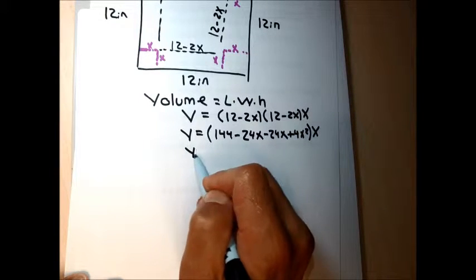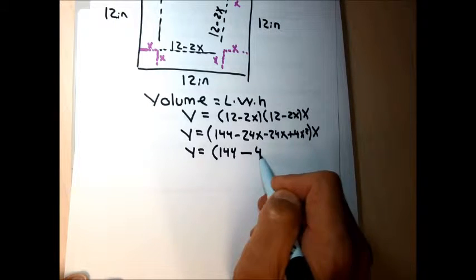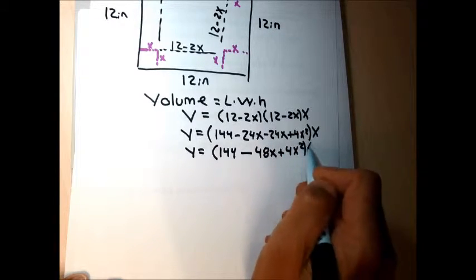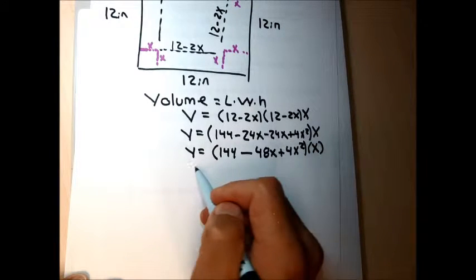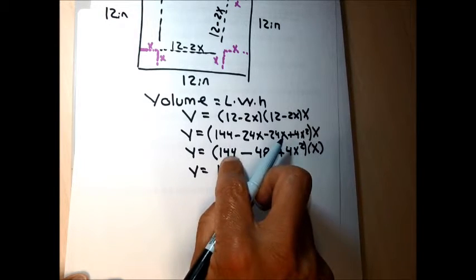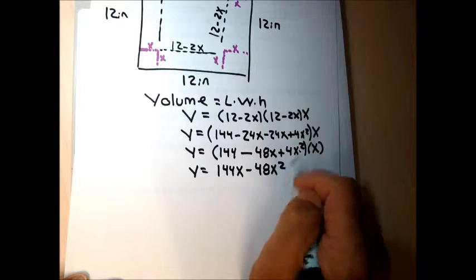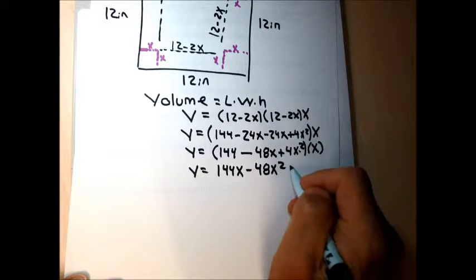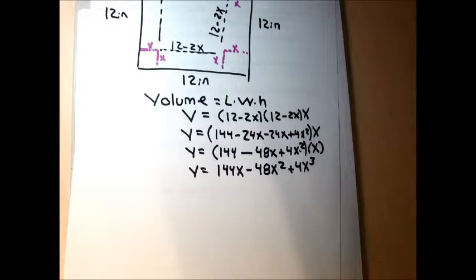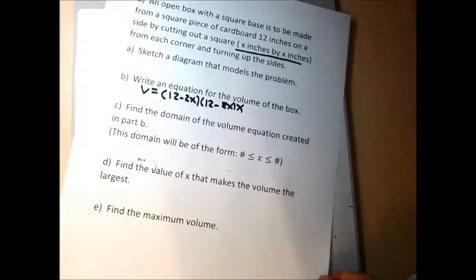So that gives me volume equals 144 minus 48x plus 4x squared times x. Now I'm going to multiply through by x. I'm going to get volume equals 144x, multiplying that by x, minus 48x squared, multiplying that by x, and then plus 4x cubed, multiplying that by x. That's the equation for the volume that'll be easiest to take a derivative of, and that's what I'm going to write for my answer to part B.